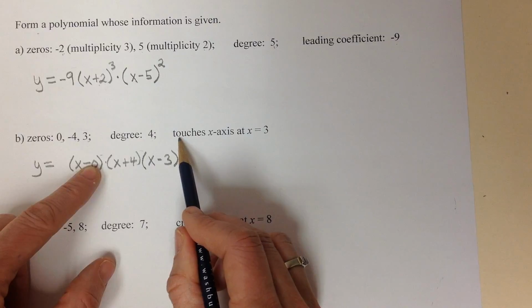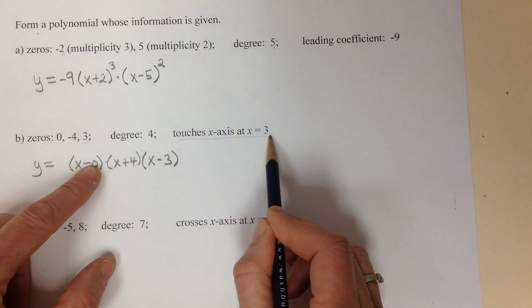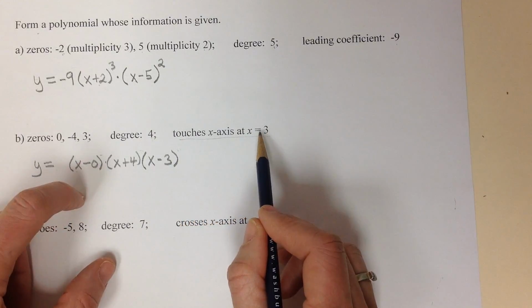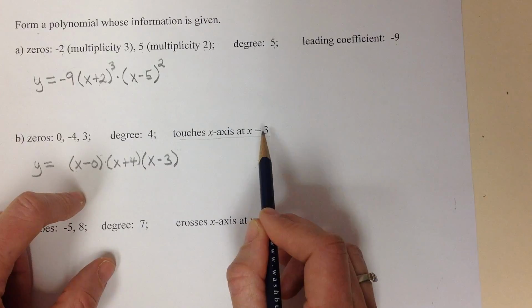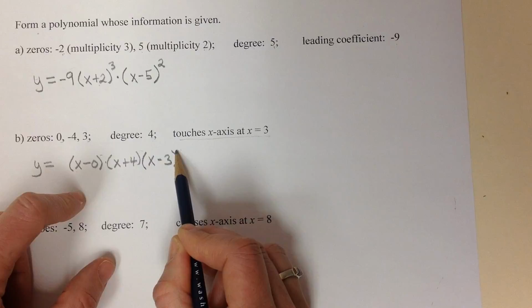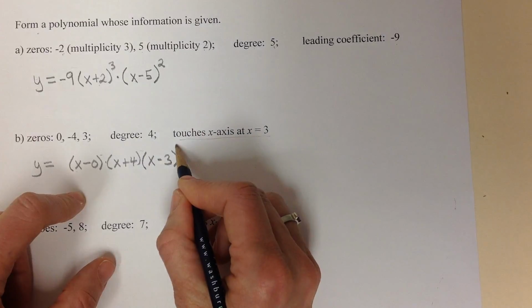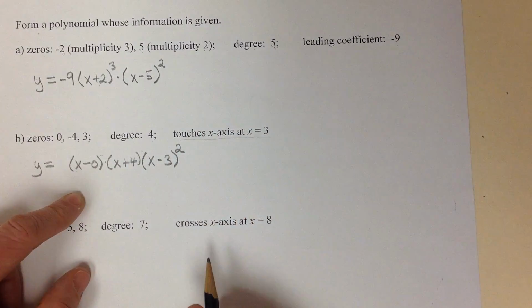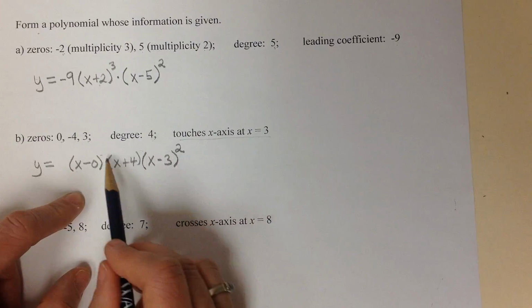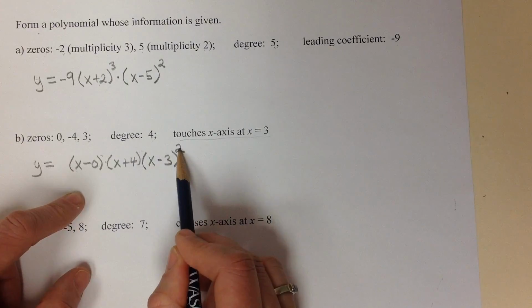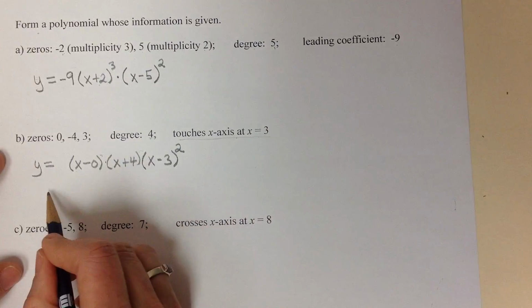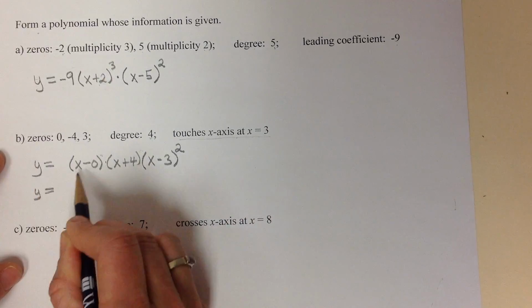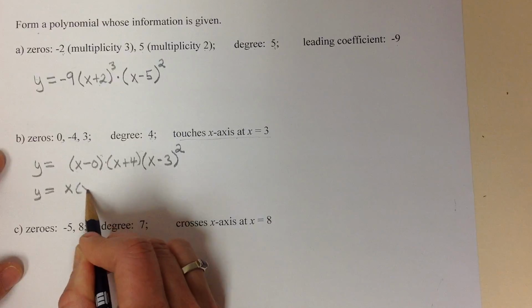But look at this info. It touches the x-axis at x equals 3. To touch the x-axis, I have to have an even multiplicity. That means the power of my factor needs to be even. So this is the one that must have the square. And now my total degree is 1, 2, 3, 4. I have all of the information from the problem. And again, the only thing that I'm going to do to simplify is rewrite that x minus 0 as x.